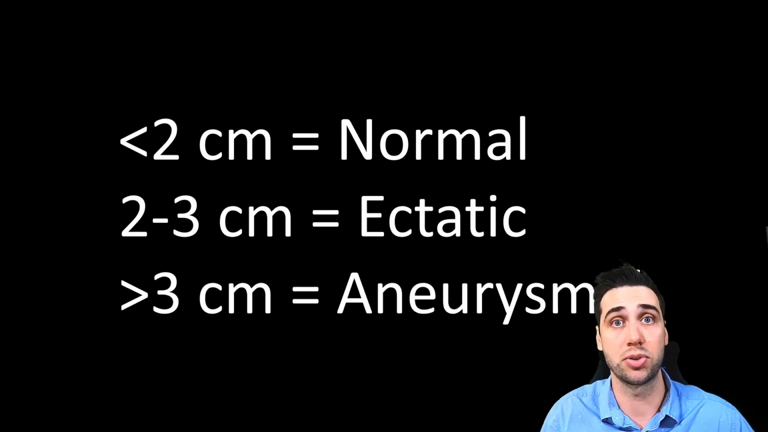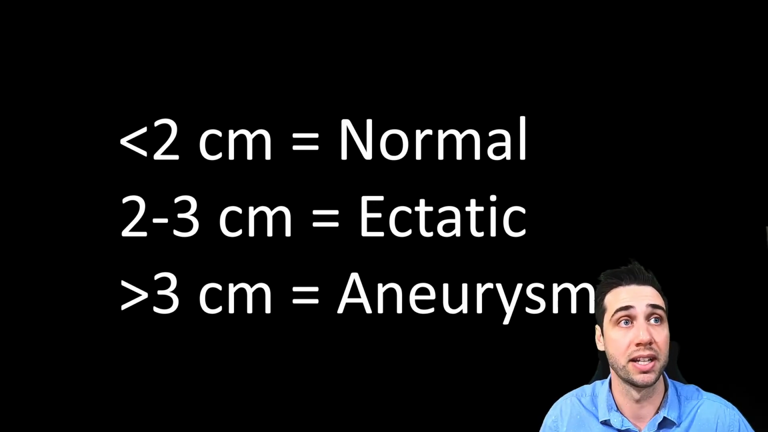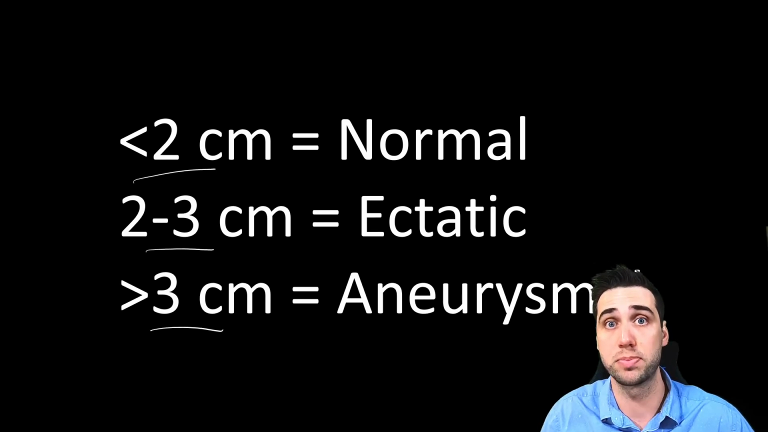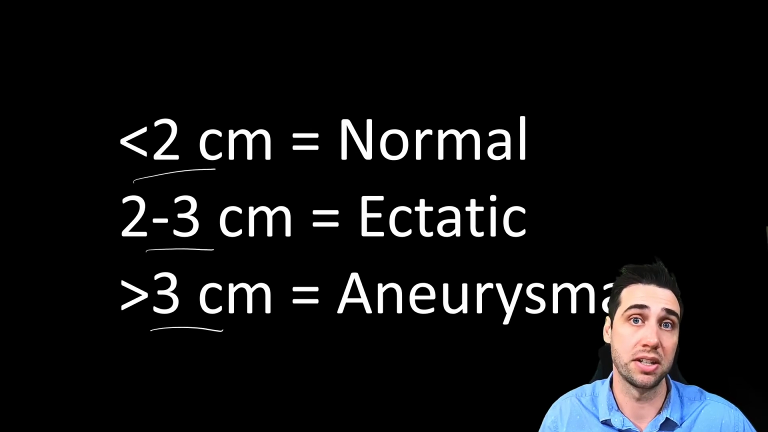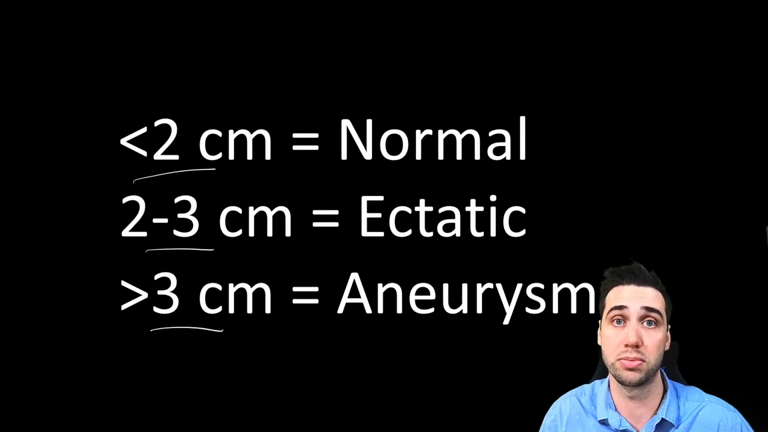And the measurements that we're concerned about are really whether or not the aorta has an aneurysm. So less than 2 is normal, 2 to 3 is ectatic, and greater than 3 is aneurysmal. Now, we're not going to talk much about the pathology in this series, but just so you know, that's basically the whole basic point of doing an aortic scan. So just memorize those numbers for now.